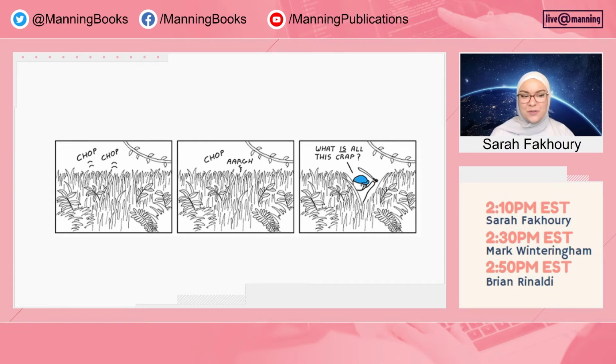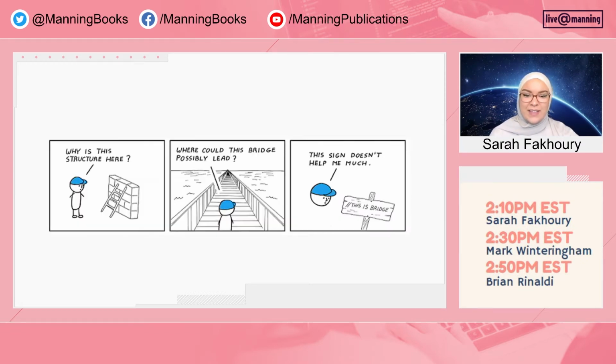So I think every developer can relate to at some point feeling incredibly frustrated reading someone else's code, right? It's kind of like weeding through a jungle. And once the jungle clears and you start to understand a little bit more, you start questioning decisions made by the original author. Like, why did they use this structure? And where does this bridge possibly lead? And then you see a sign that says, this is a bridge, and that's seemingly useless documentation.